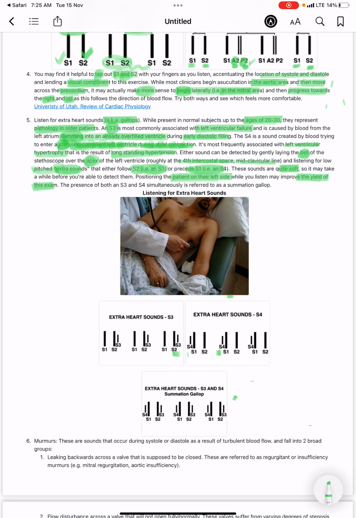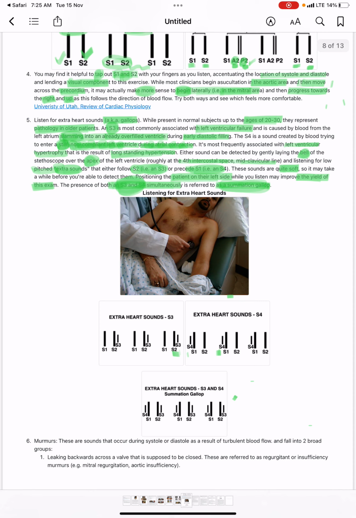If you hear S3 and S4 simultaneously, this is referred to as a summation gallop. Then, coming to murmurs, that will be next.